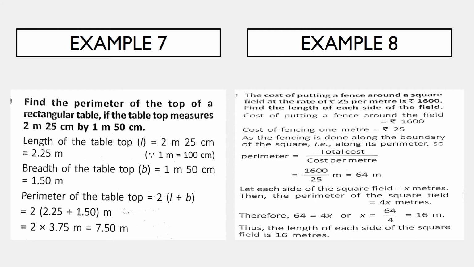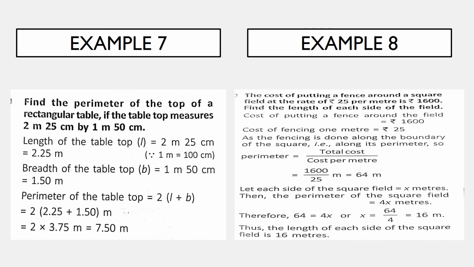So 2 plus 0.25, that comes out to be 2.25 meters. So length of the tabletop is 2.25 meters. Similarly, breadth of the tabletop will be 1 meter 50 centimeter. Again 50 centimeter you will convert to meter. So it will be 0.50 meters. So 1 plus 0.50 will be 1.50. So breadth of the tabletop you get 1.50 meter.